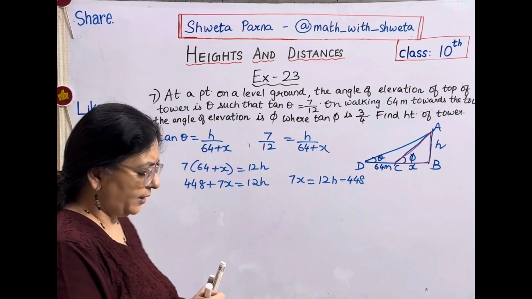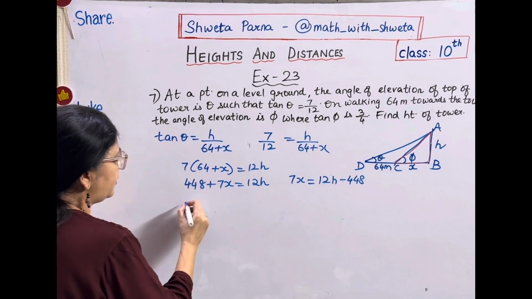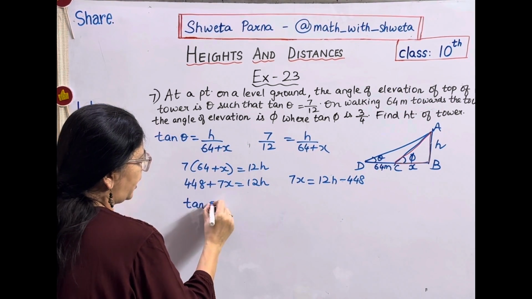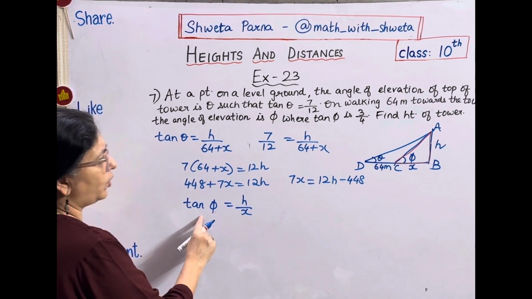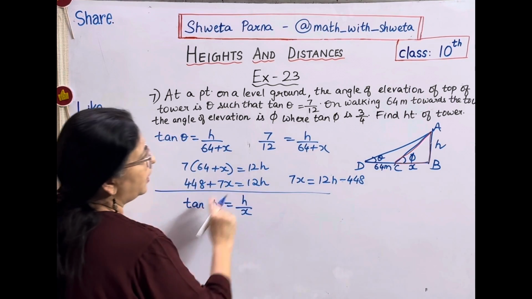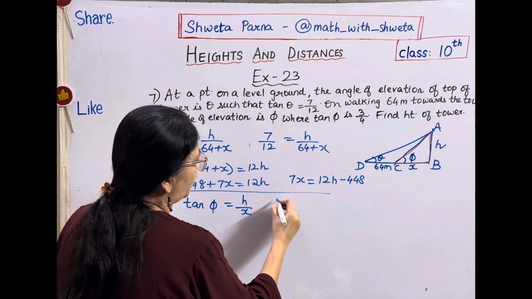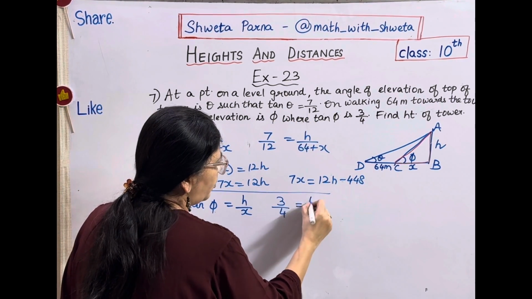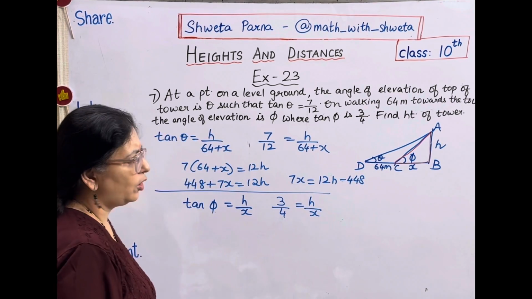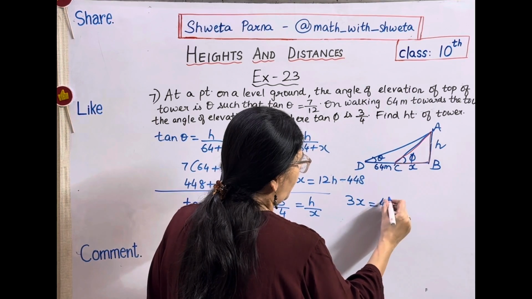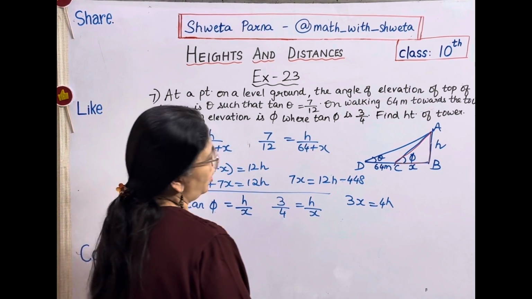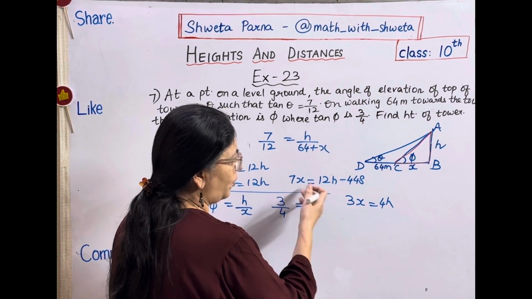What is tan theta? Tan theta is h upon x. And what is the value of tan theta? It is given as 3 upon 4, which is equal to h upon x. Cross multiply, so 3x is equal to 4h. Correct?